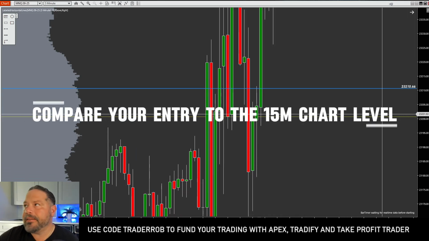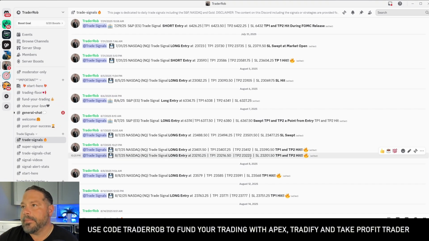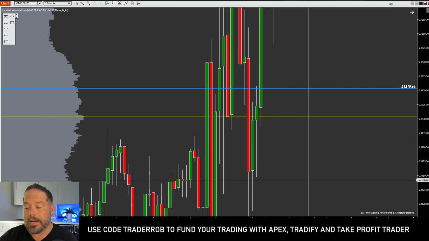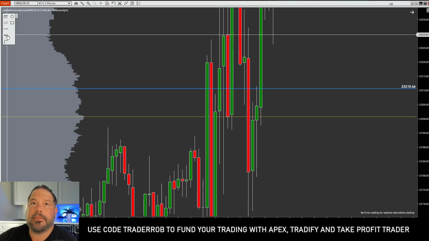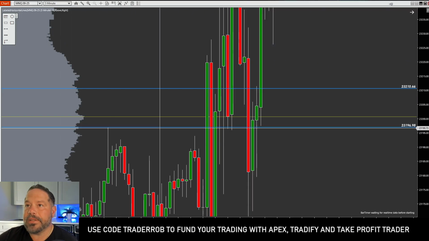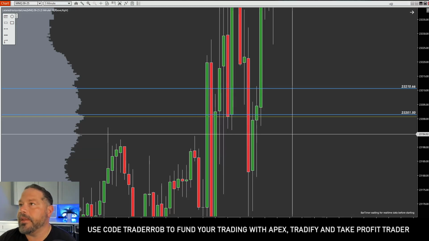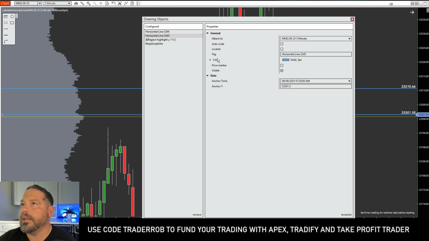23,210, because now if I look at my stop loss from the actual signal that day, my stop loss is 23,201. Bigger stop loss than I usually have. If you're on my signal thing, the stop loss on the NQ is usually about 8 or 9 points. This one was obviously a little bit bigger. But let's plot that stop loss, 23,201.50. And then I'm going to put this one in red.